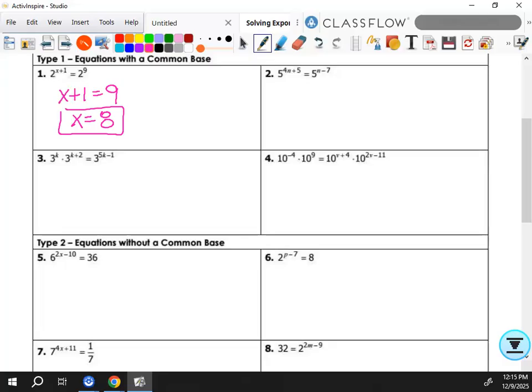You can prove it using logs and stuff. You can just take my word for it right now. So when I look at number 2, I've got, again, a single exponential on either side with a base of 5. The bases match. So I can drop my bases and just get 4n plus 5 equals n minus 7. And then it's just a simple 2-step problem. And this is going to give me 3n equals negative 12. So n equals negative 4.